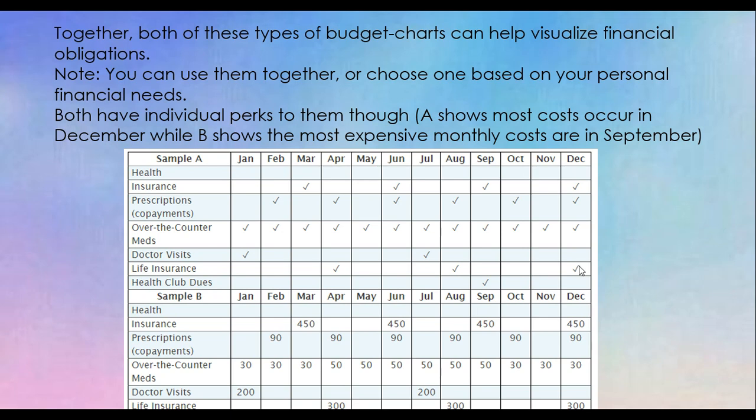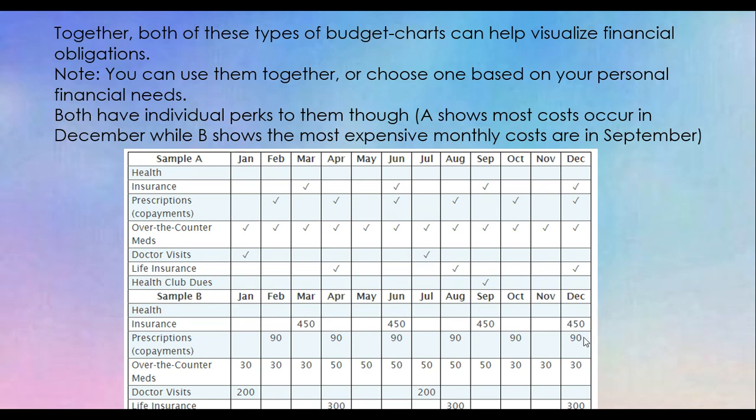So notice that A shows that the most costs occur in December, right? I've got 1, 2, 3, 4 checklists right here versus every other month, the maximum I have is 3. So this visually shows me like December, I have a ton of costs. Plus, there's holidays and stuff happening around December, so there's additional costs going on in there that you're going to have to think about too.